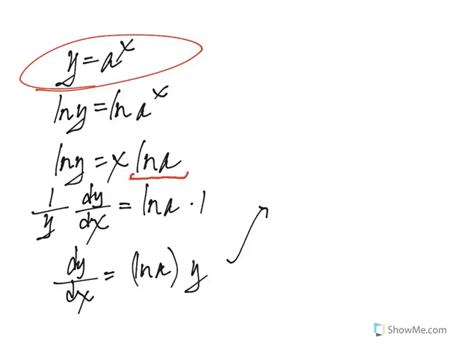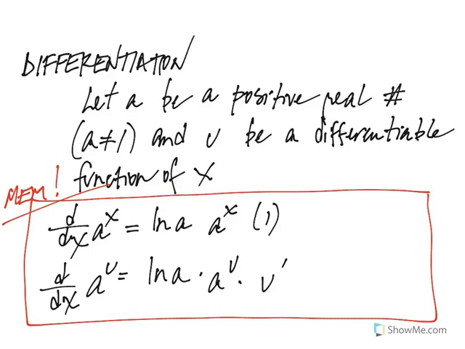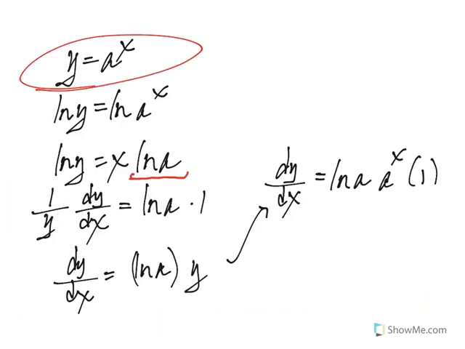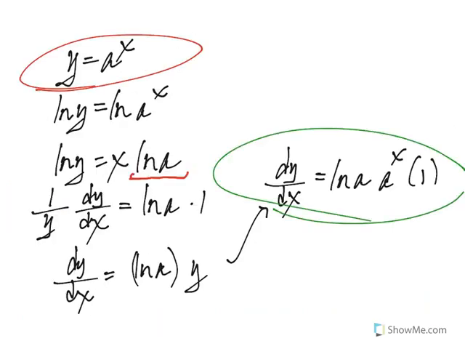And then, of course, using substitution, what I get is the derivative of y with respect to x is equal to the natural log of a times y, and y is a to the x. Of course, I've got the invisible 1 there, which, of course, is what we see on the previous page here on line 1. Natural log of the base to the power, times the derivative of the power. All right, and that's what I have here.